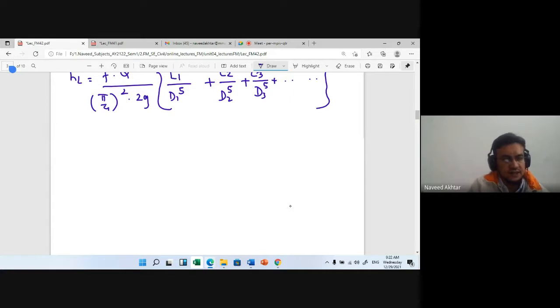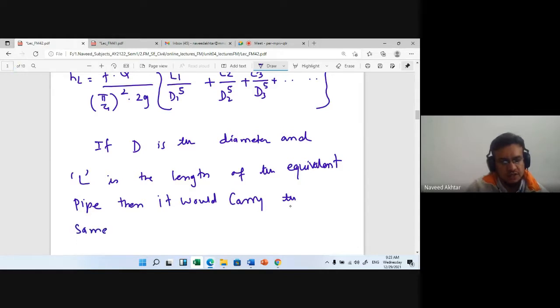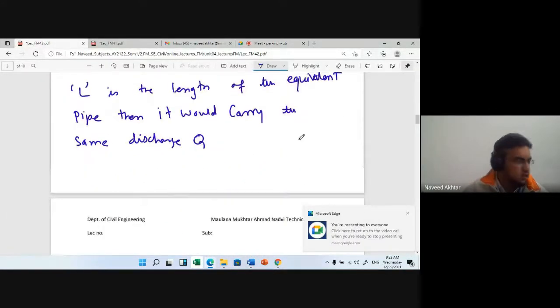Now, if D is the diameter and L is the length of the equivalent pipe, I will change this compound pipe system into an equivalent pipe of uniform diameter D and length L. Then it would carry the same discharge Q.